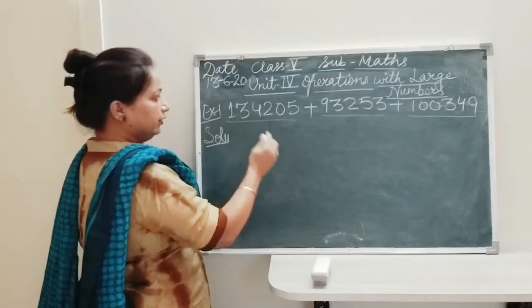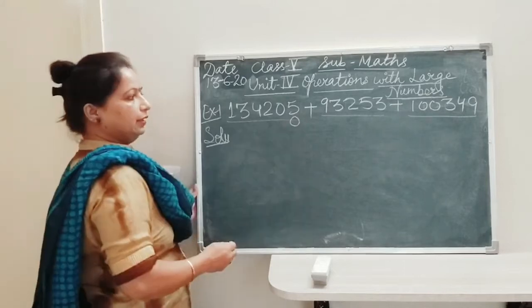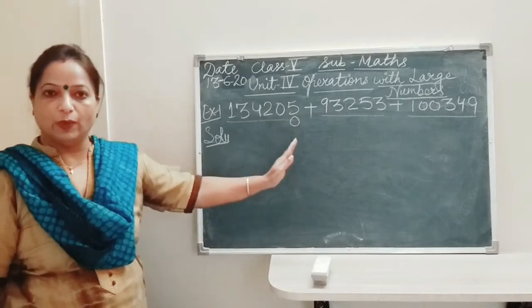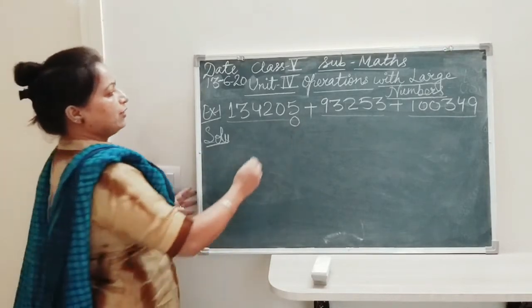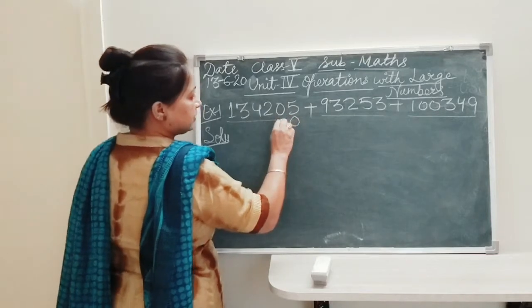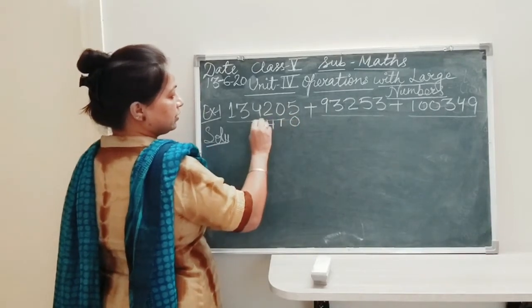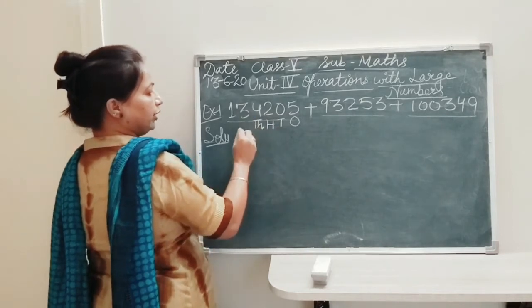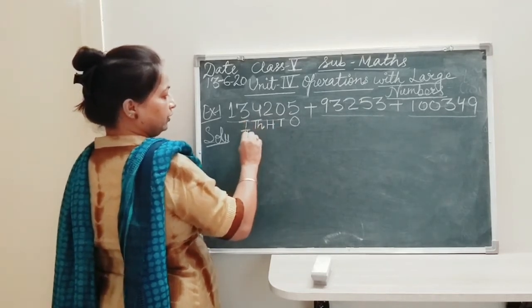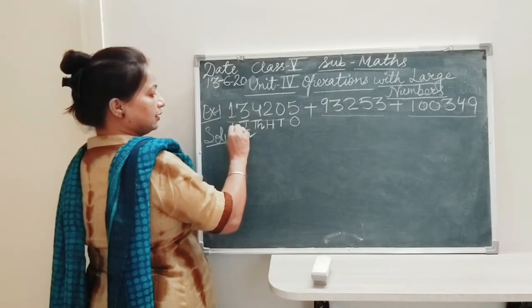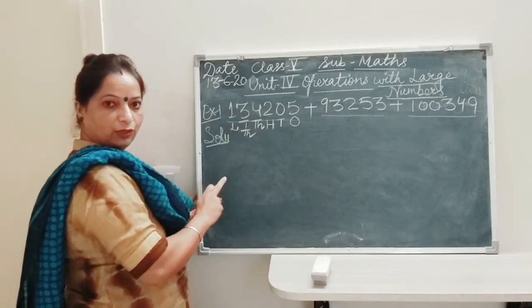Let's start from here. From the right hand side, the place value of this 5 is ones. Okay. The place value of this 0 is tens. Place value of 2 is 100. Place value of 4 is 1000. Place value of 3 is 10,000. And place value of 1 is lakh. You know the place values very well.